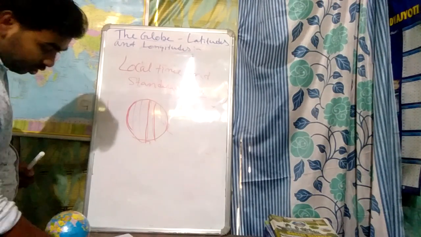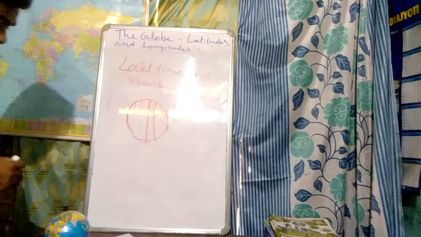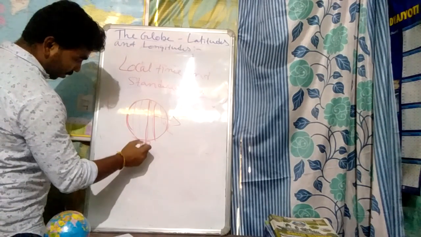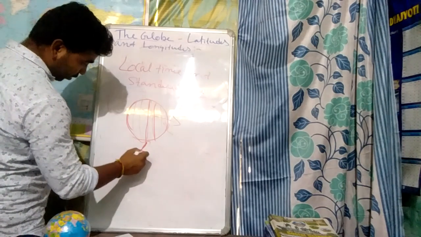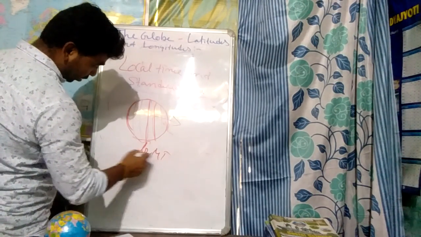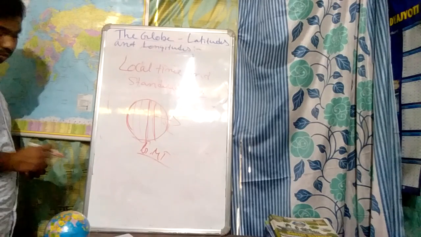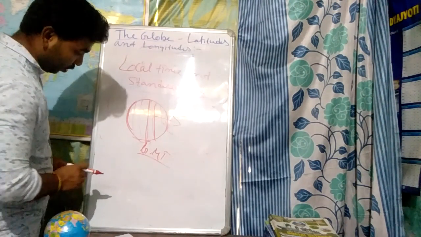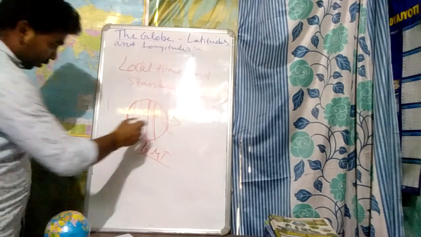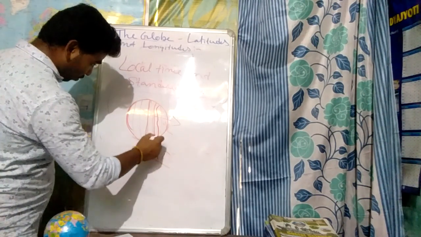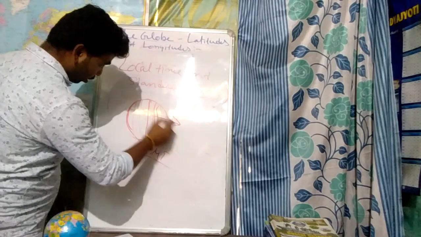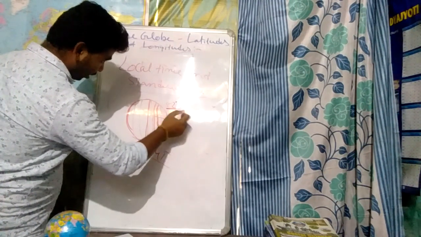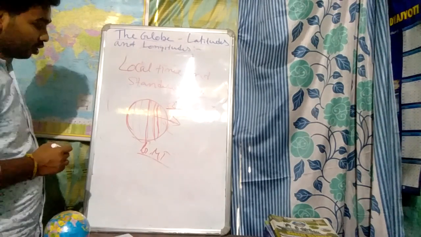Next, suppose you take an example in our place. This is the prime meridian, Greenwich, GMT, Greenwich Standard of Time Meridian. This is the place of India, and here passes the 82 and a half degree east longitude.